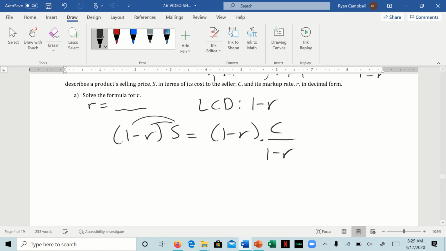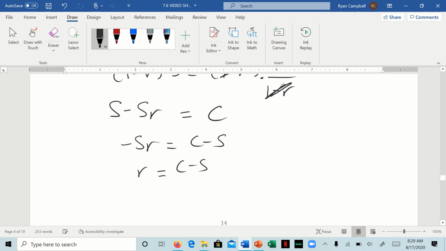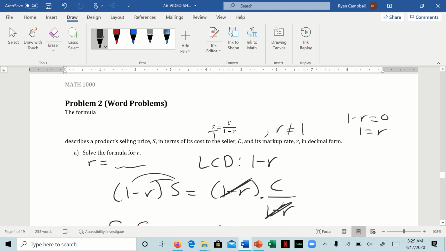For the left side, we can distribute that S, so we get S minus SR. For the other side, we just cancel the 1 minus R's. Then we can subtract S, because remember we're trying to get R by itself, and then divide by negative S. Good, there we go. Remember, the only thing that we know about R is that R just can't be 1. Because we started with this formula, we still know R can't be 1.